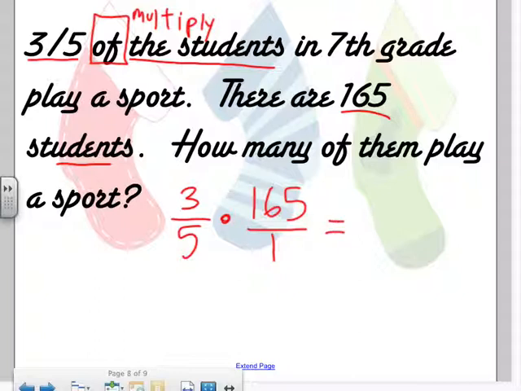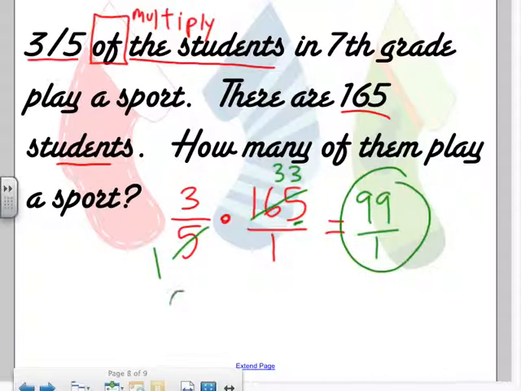So you can do some simplifying ahead of time because I know 5 goes into 165 since this ends in a 5. So 5 divided by 5 is 1. 165 divided by 5 is, let's see, that'd be 3 times again, 33. Okay, so you can do the long division if you need to, up to you. And what's nice here is now we just have 3 times 33 is 99. 1 times 1 is 1. Now remember, when you have a number over 1, that's just the whole number. This is just 99 students.